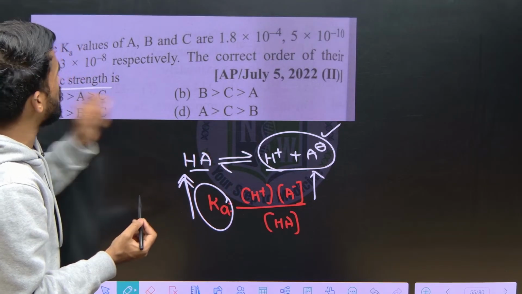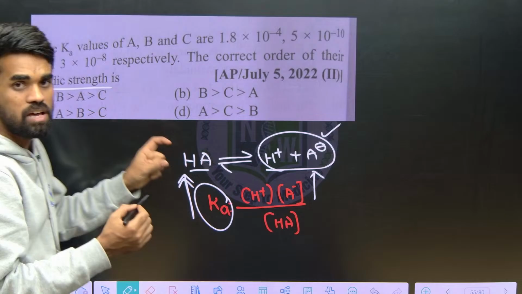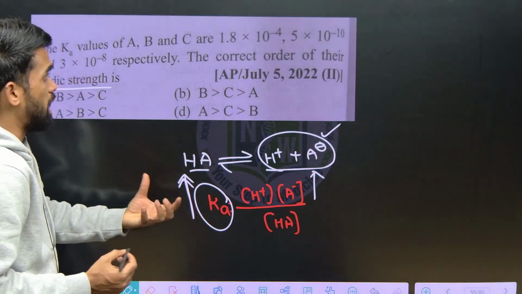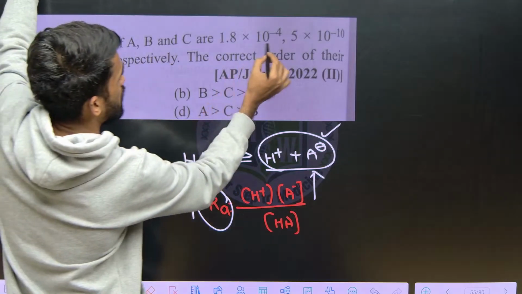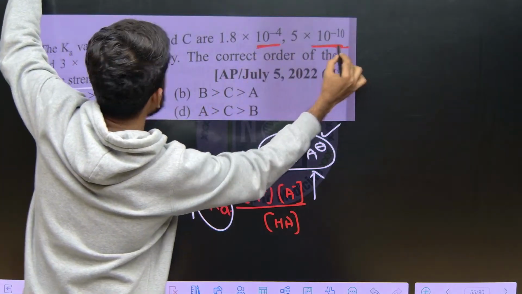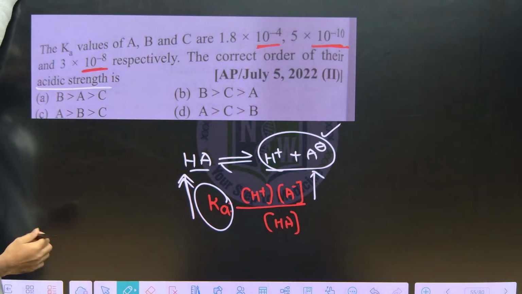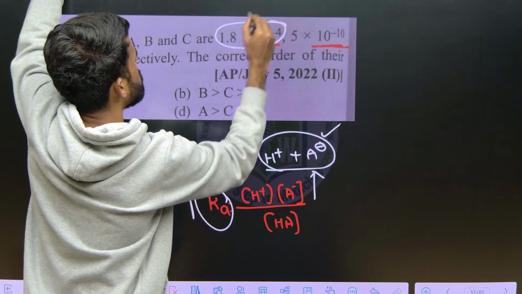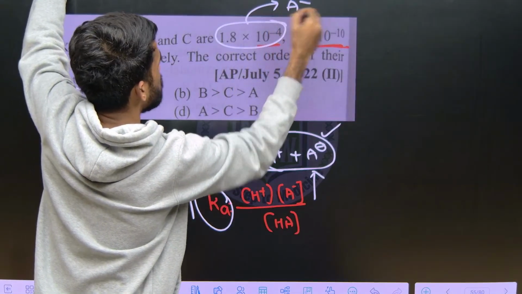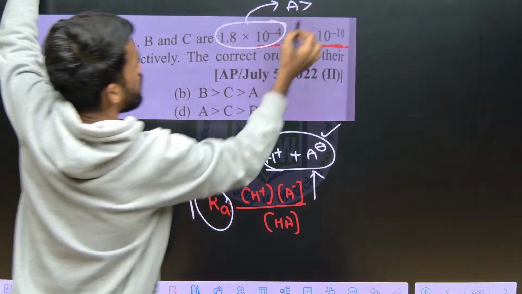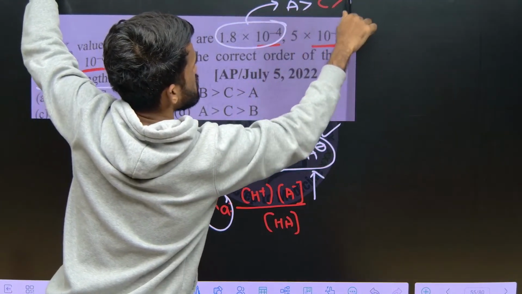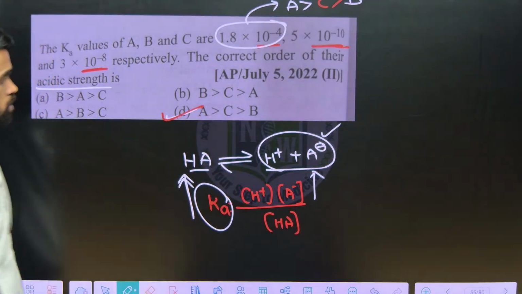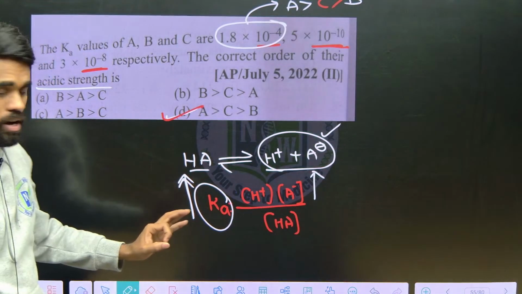So looking at the Ka values, the one which has the greater Ka value is a stronger acid. So that acid has more acidic strength. Now look at these Ka values: 10 power minus 4, 10 power minus 10, 10 power minus 8. Which is having the greater Ka value? The acid dissociation constant of A is the most, then C, then B. ACB will be our answer. ACB, option 4 will be the perfect answer based on the explanation.